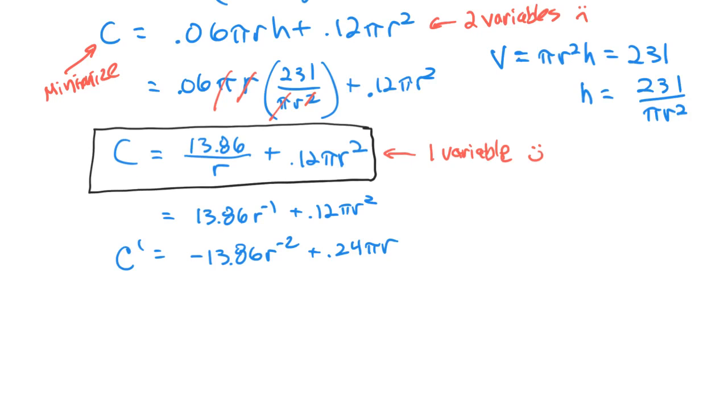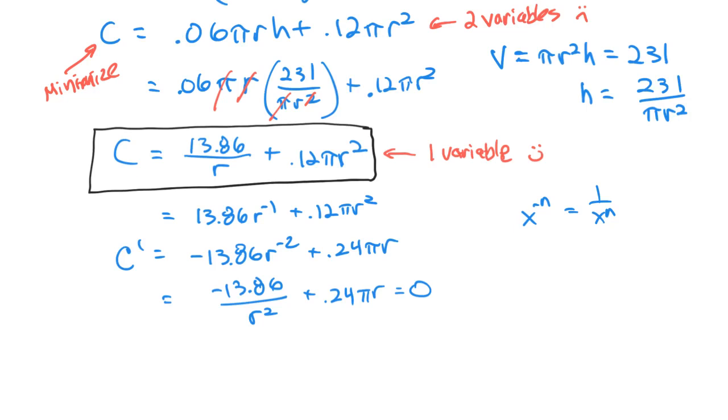And all we're going to do is use this formula from algebra: x to the negative n is 1 over x to the n. So we'll use that right here. So this is really 1 over r squared, right? If we rewrite it that way, we get c prime is equal to negative 13.86 over r squared plus 0.24 pi r. And we want to set this equal to 0.